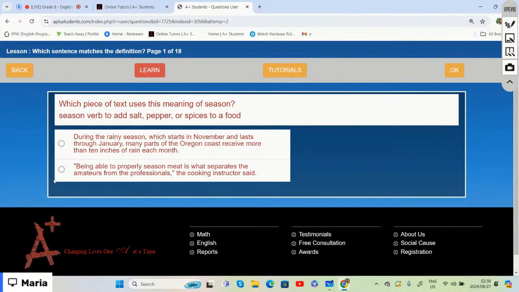Option one says during the rainy season, which starts in November and lasts through January, many parts of the Oregon coast receive more than 10 inches of rain each month. Option two, being able to properly season meat is what separates the amateurs from professionals, the cooking instructor said.